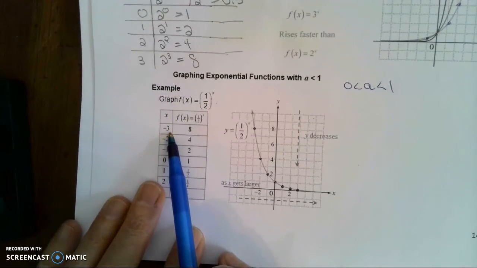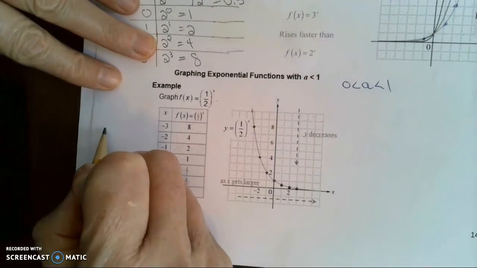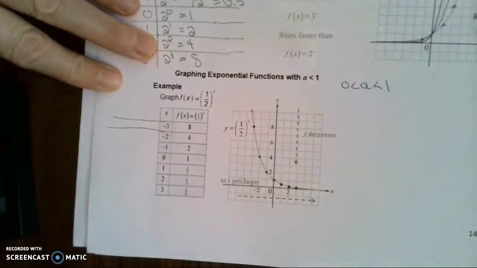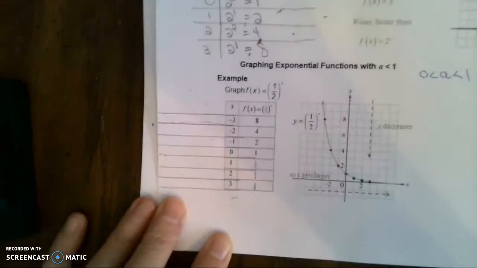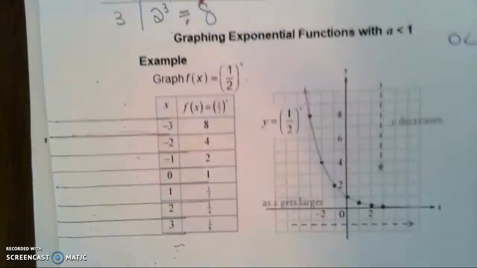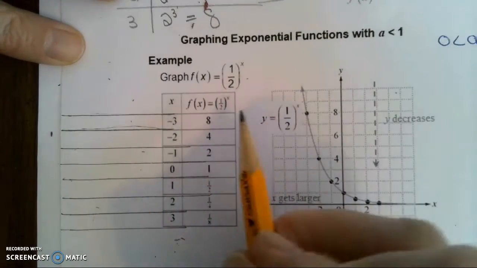First number they picked is -3. Let me just pause and rewrite that neater. Okay, that's just a little bit neater. Let me kind of zoom in here. Okay, there we go. Okay, so I'm going to actually do this part over here.